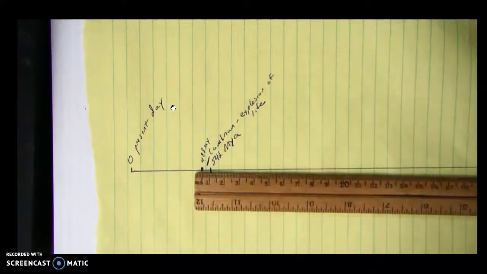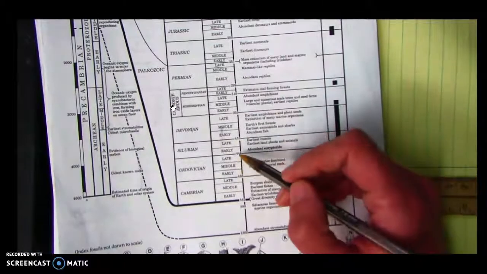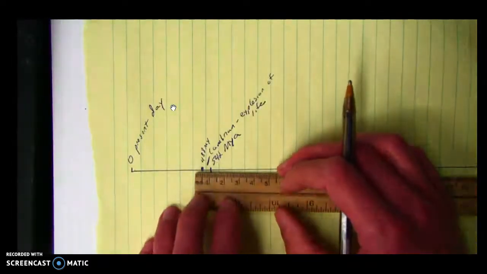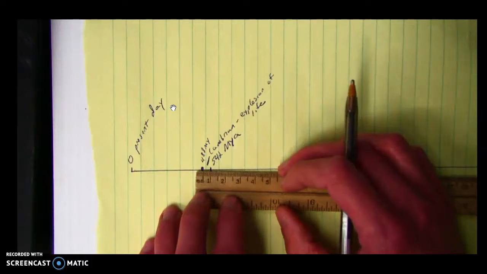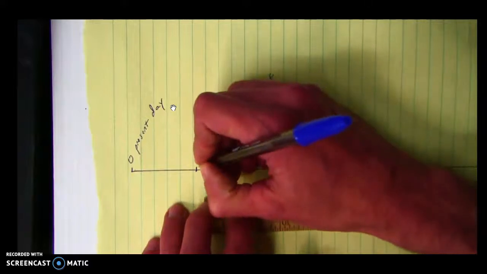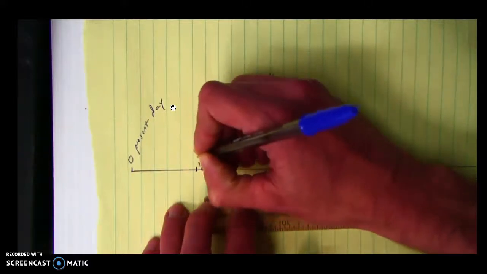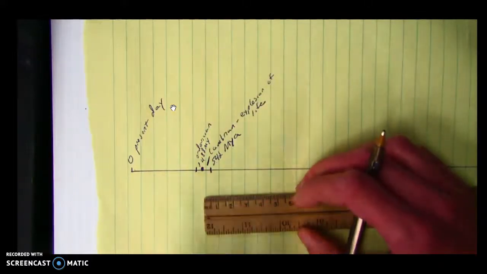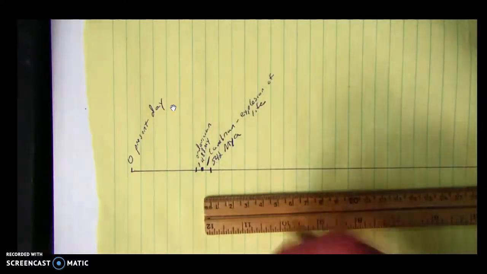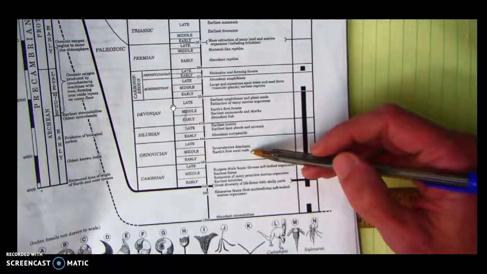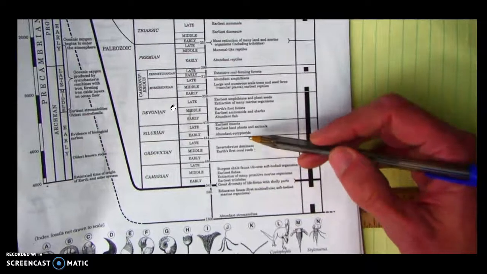Okay, now we're going to do the same thing. If we look at Ordovician, we have 444, 488. So when we subtract, we get 44, which on our scale would be equal to 4.4 millimeter. I'm going to use my ruler and make a mark at 4.4. And I'm going to label that Ordovician. Then we're moving up the timeline. Ordovician, we have invertebrates dominant, age of trilobites, eurypterids, coral reefs.